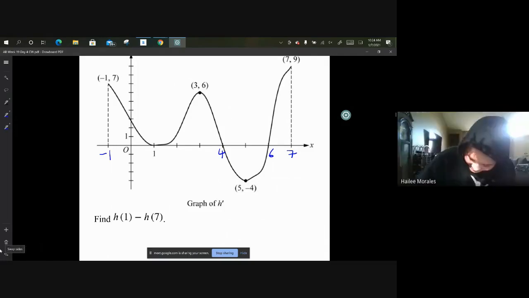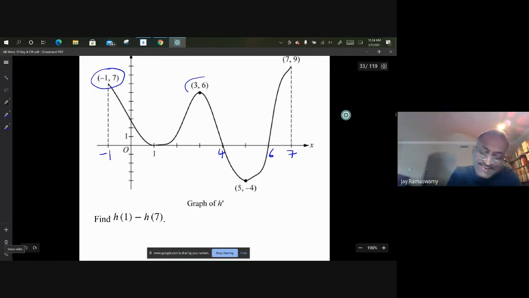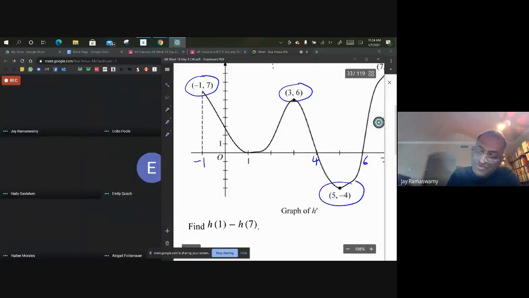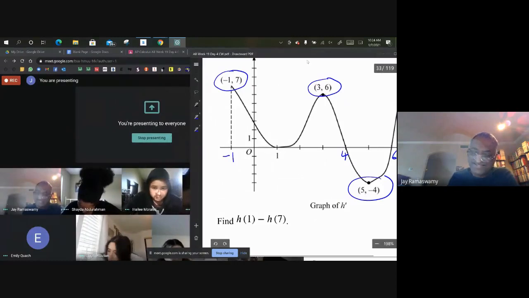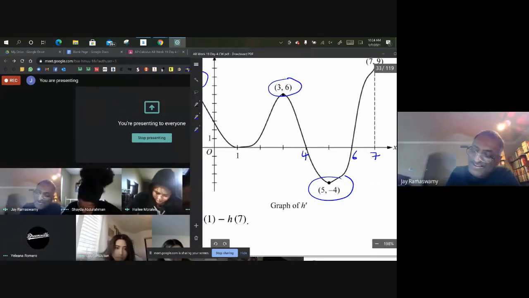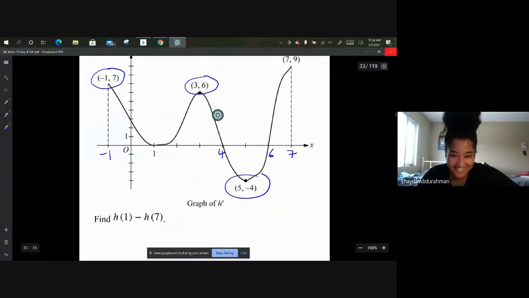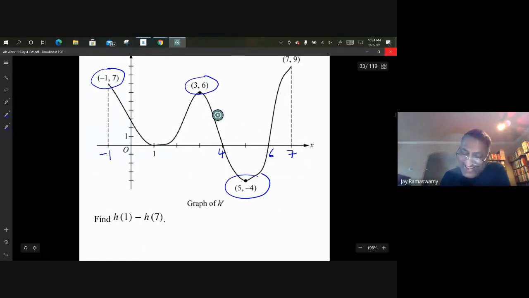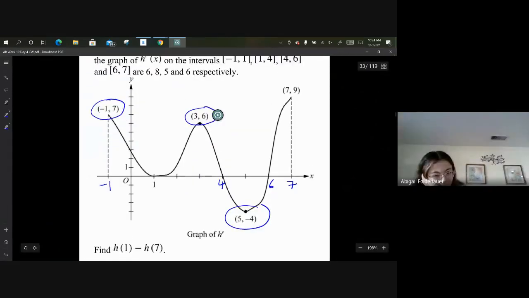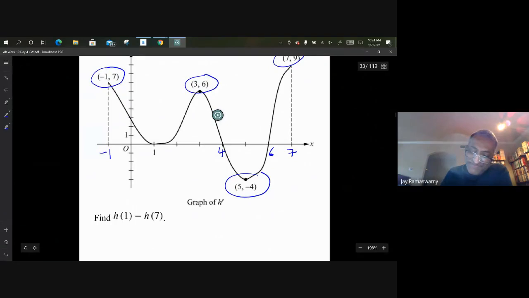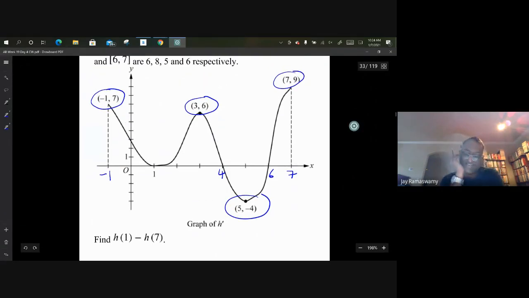Okay, do label these points. They're relevant for the question. Oops. My God, what just happened there? Nice. Whoa. That freaked me out. Okay, and that's 7, 9. Again, just draw a good graph.